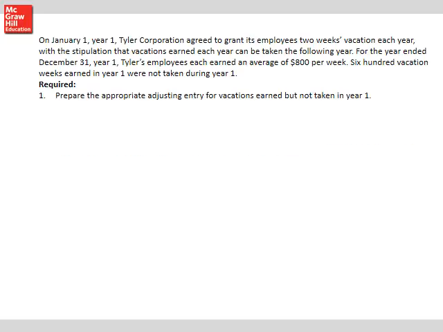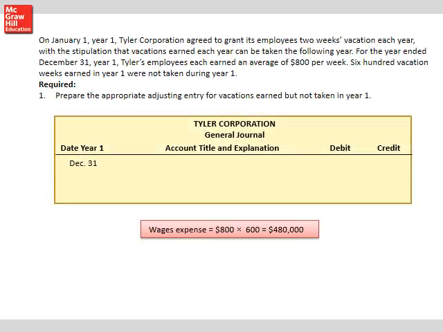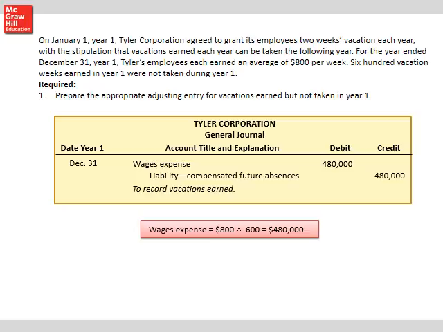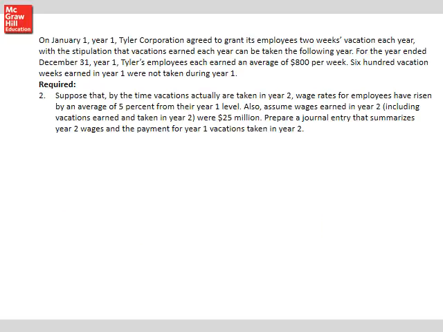Okay, so the first thing we have to do is make the appropriate journal entries for the vacations that were not taken in year 1. So we've got 600 vacation weeks times $800 per week, which is going to be $480,000. So our adjusting entry on December 31st is going to be wages expense. This is just calculated as part of the expense that we pay people, for $480,000. And we will have a liability for compensated future absences of $480,000, and that takes care of our adjusting entry.